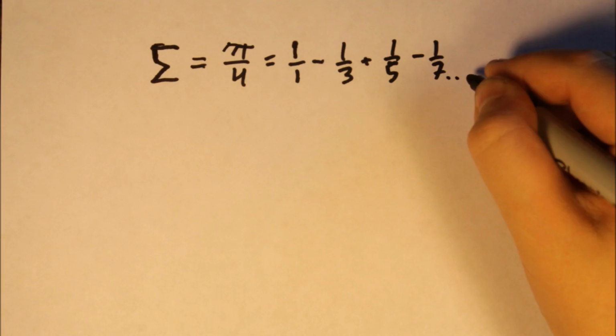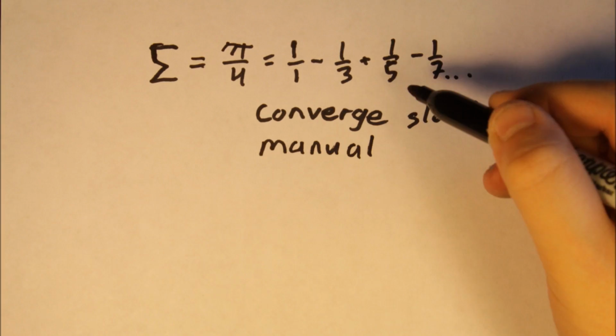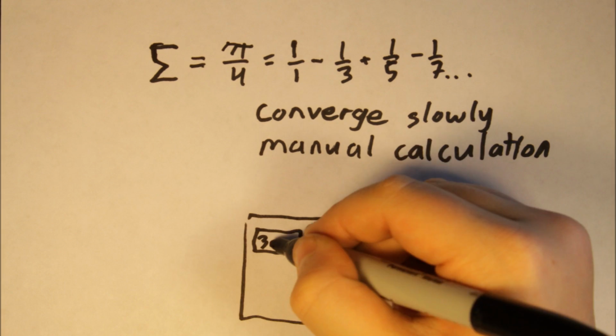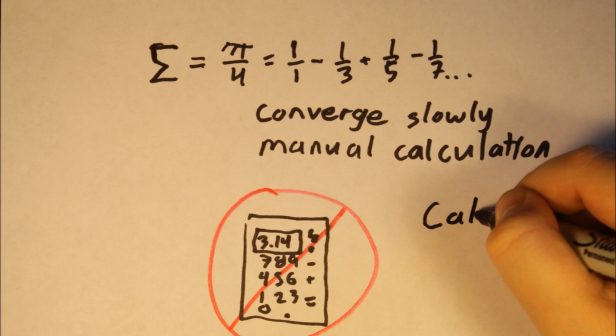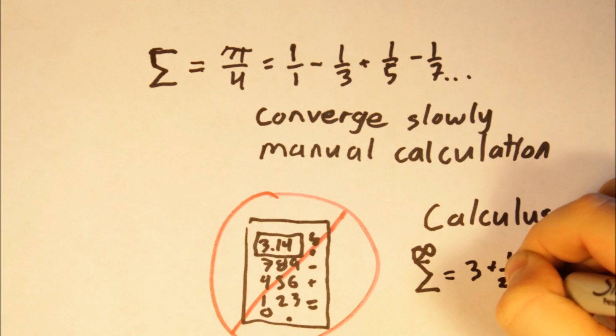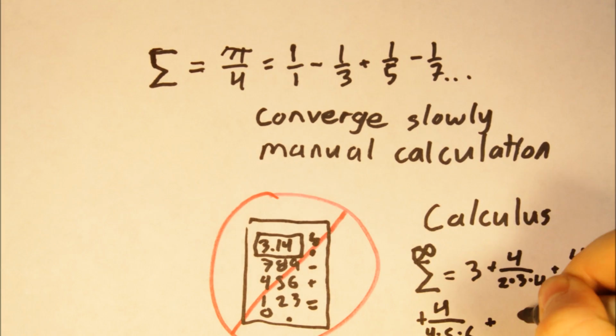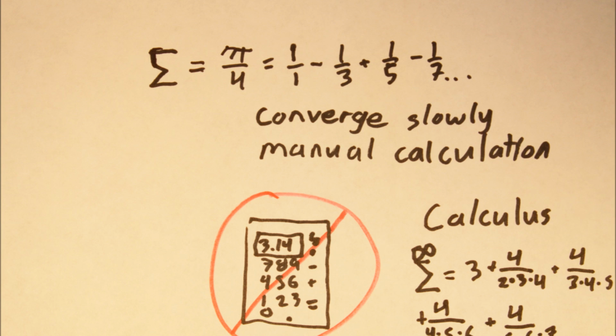A better way of calculating pi came with infinite series. Pi can be expressed in many infinite series, but the problem is that it converges very slowly and they had to do manual calculations because they didn't have calculators back then. It helped though because they invented calculus at that time, so they could solve these infinite series.